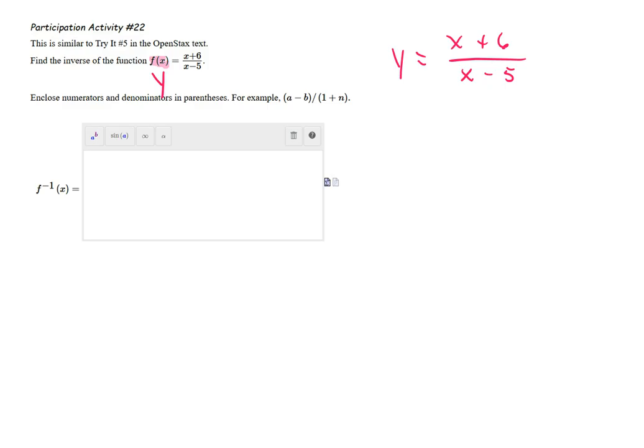What you're going to do to find the inverse is replace every y with a letter x and every letter x with a letter y. So instead of y, I'll have an x here. And then over here, in place of every x, I'll put a y.